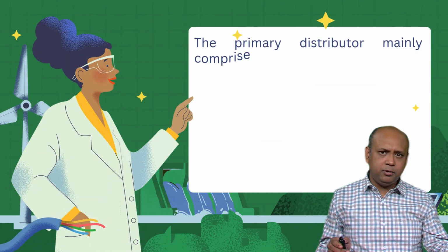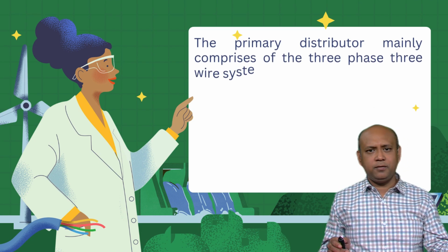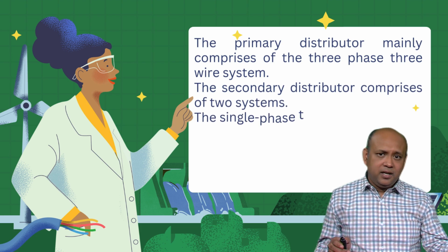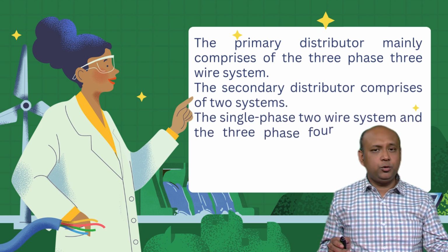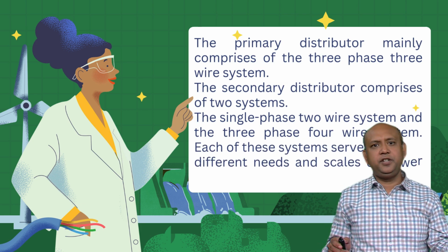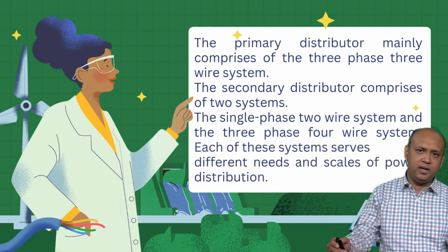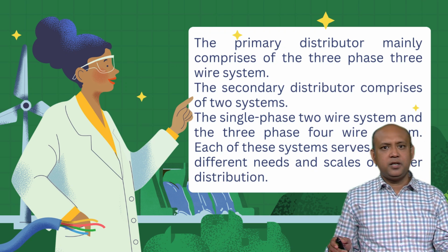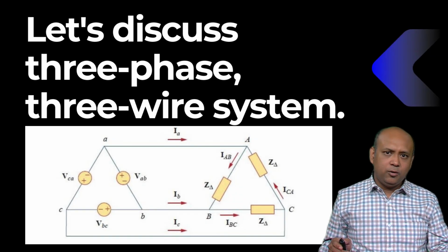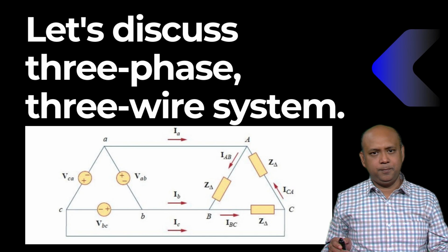The primary distributor mainly comprises the three-phase three-wire system. The secondary distributor comprises two systems, the single-phase two-wire system and the three-phase four-wire system. Each of these systems serves different needs and scales of power distribution. Let's start with the three-phase three-wire system.